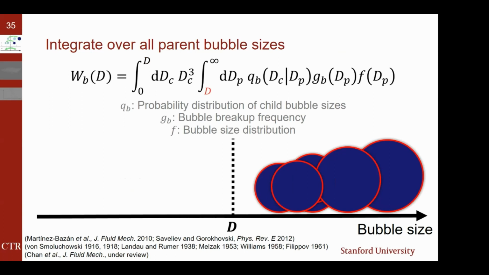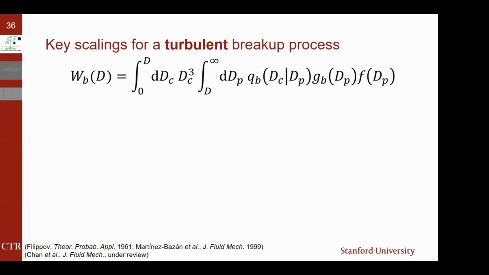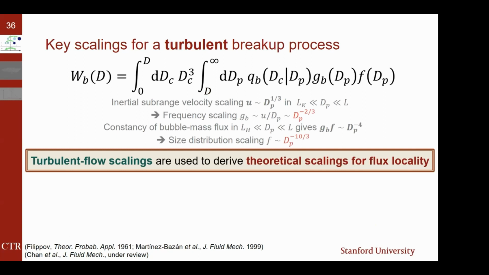And I just wanted to emphasize that this expression is valid for any drop or bubble breakup system. But today, we're interested in turbulent breaking waves. So is it possible for us to begin with theoretical assumptions, turbulent flow scalings from single-phase turbulence theory, substitute them into this expression for WB above to derive theoretical scalings for locality?